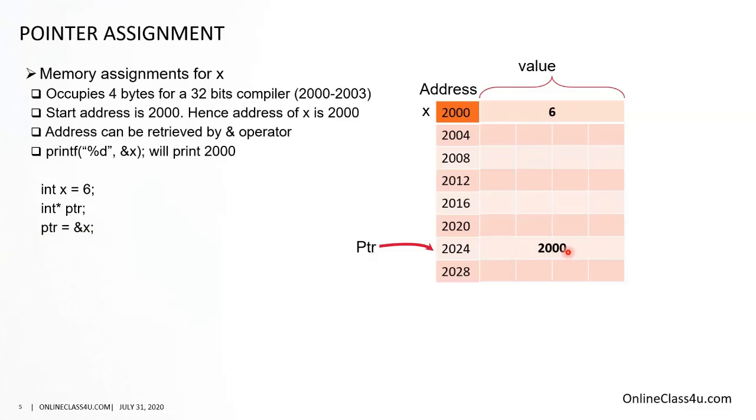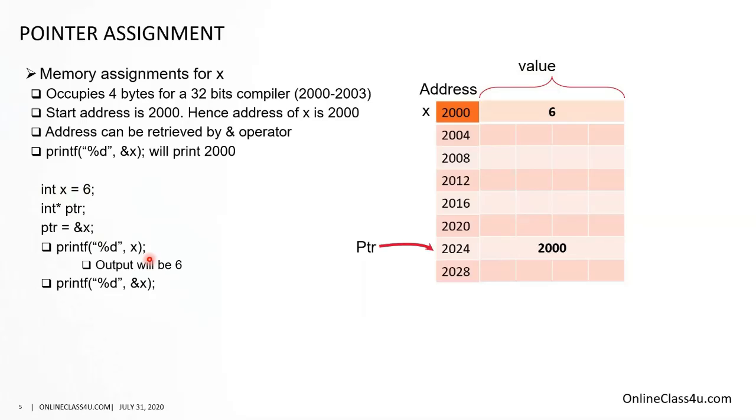Now you understood? The pointer is occupying 4 bytes of memory from location 2024, and the data stored in this pointer is actually a memory location, which is 2000, which is also known as variable x, and which contains the value 6. Okay, let's see what printf will print now. 6 is assigned to x, so printf of x will be 6.